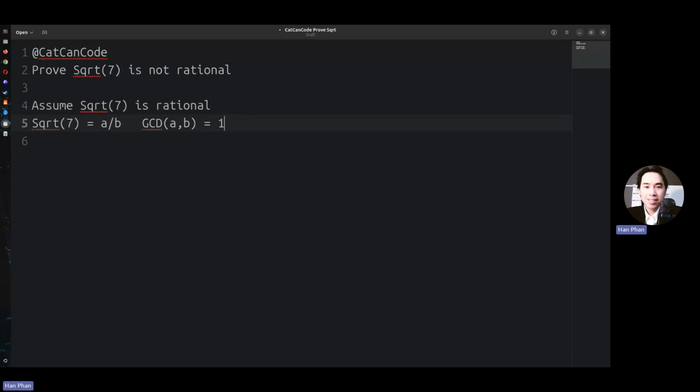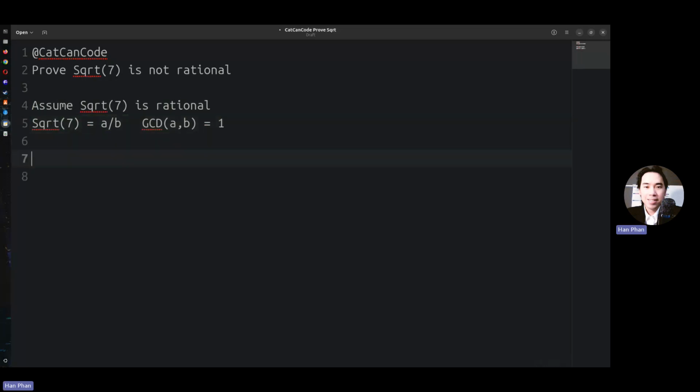divide both a and b by that common divisor that is not 1. And then we will end up with two numbers, m and n, that have the greatest common divisor of 1. So we can always get to the point that square root of 7, if it is rational, can be written in the form of a divided by b, where a and b have the greatest common divisor of 1. Okay, so now we have established that, based on the assumption, we will have this information.